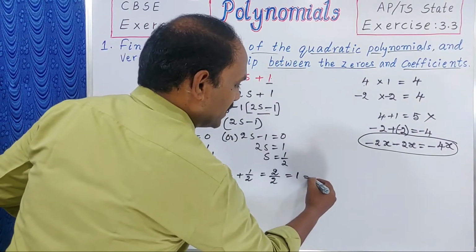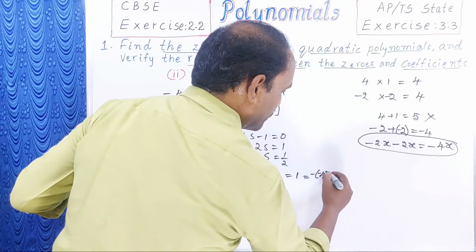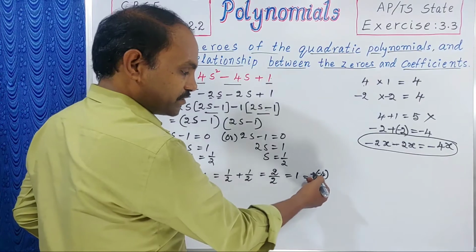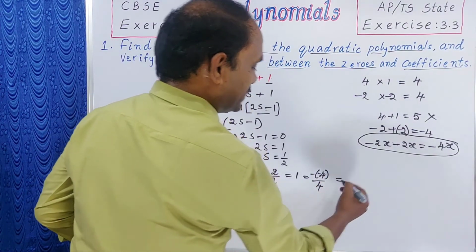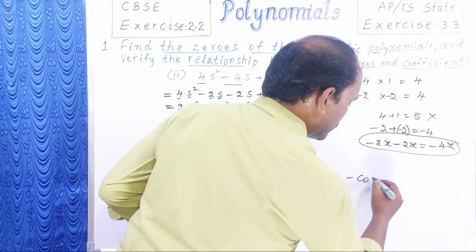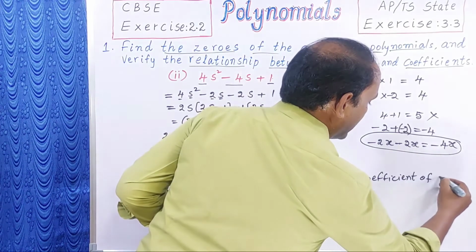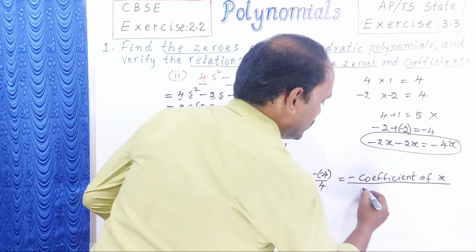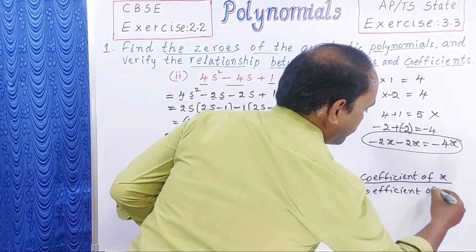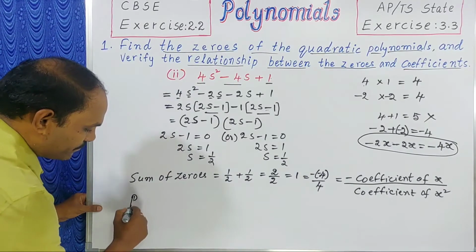We can write 1 like this, 4 by 4. When you divide 4 by 4, the 4 ones cancel, so minus of minus 1, 1. Why like this? Minus b, this one. So minus coefficient of x by coefficient of x square. Next, product of zeros.